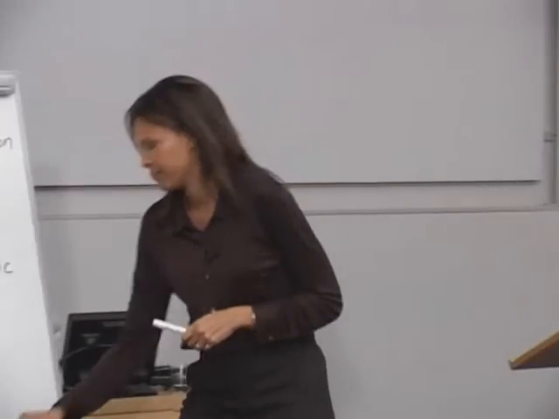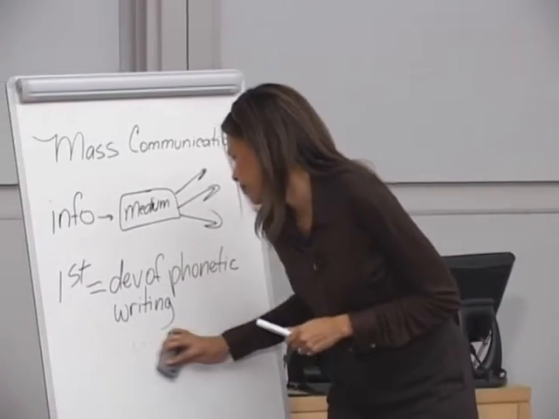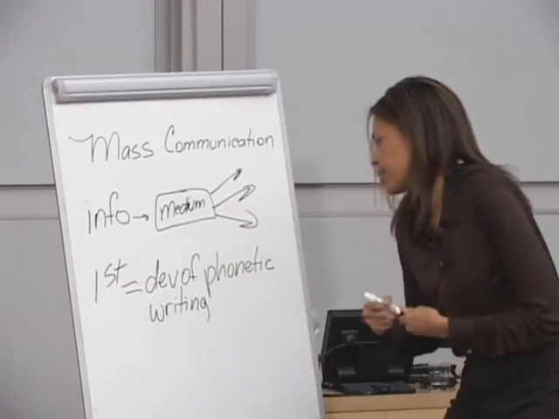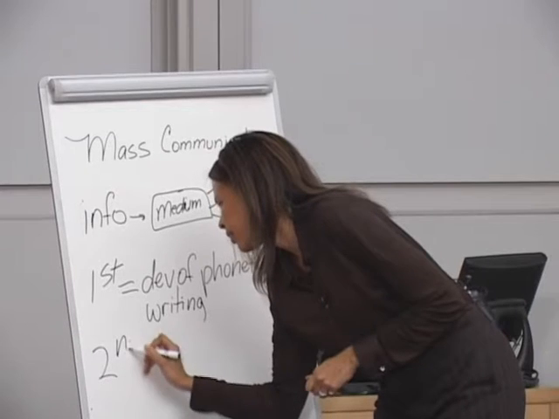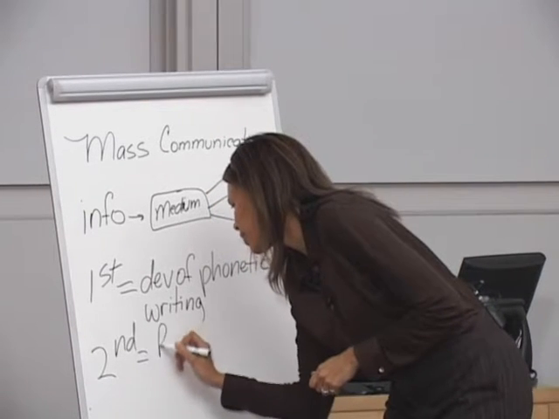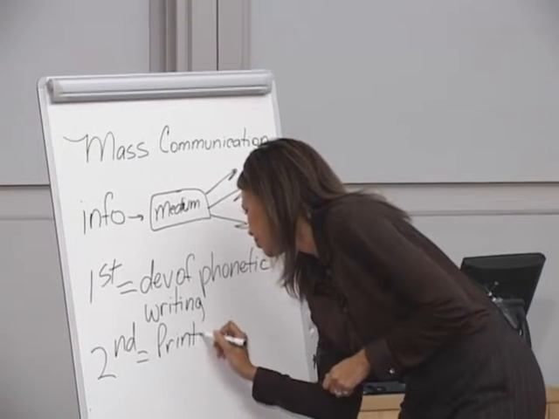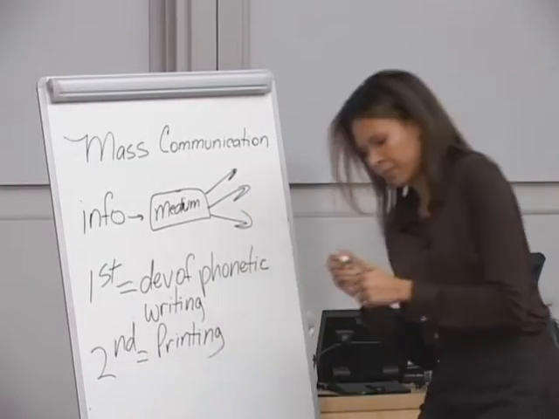So do you get the picture? All right? Because at this point, we're ready to look at the next change. The bigger population of readers created the second communications revolution, and that's printing. So the second is printing. And it also includes the printing press.